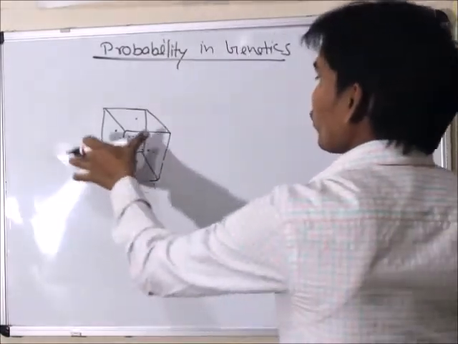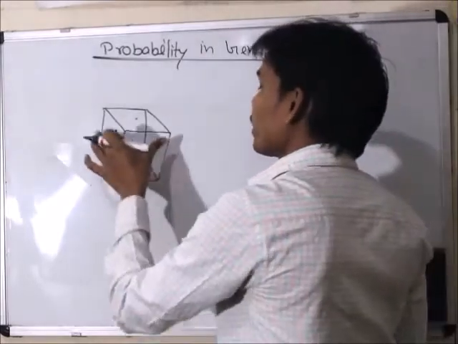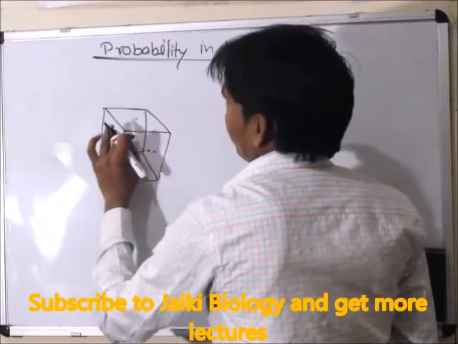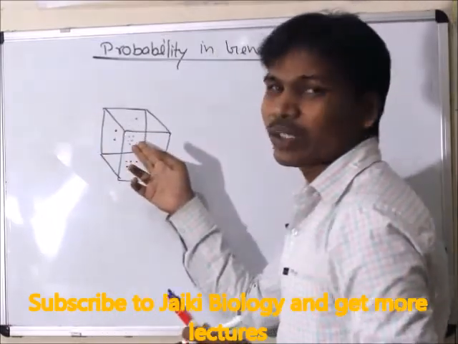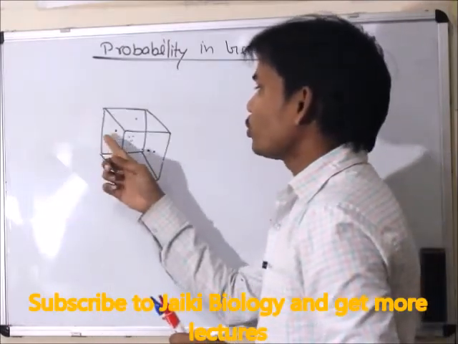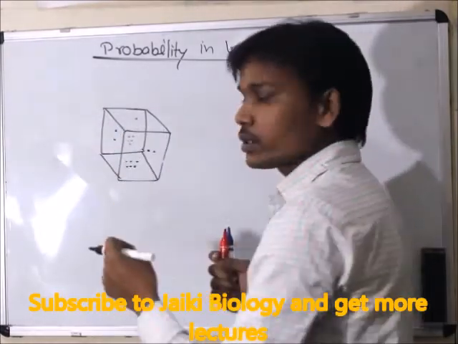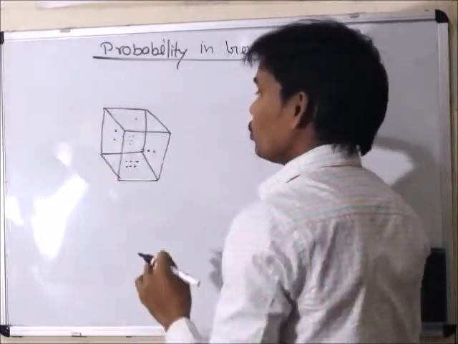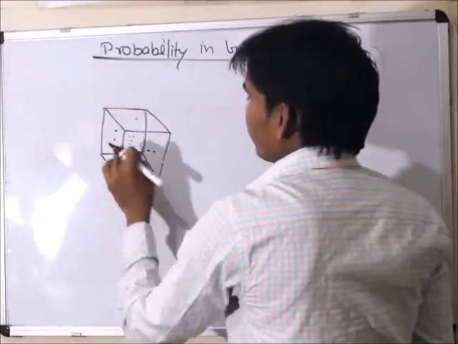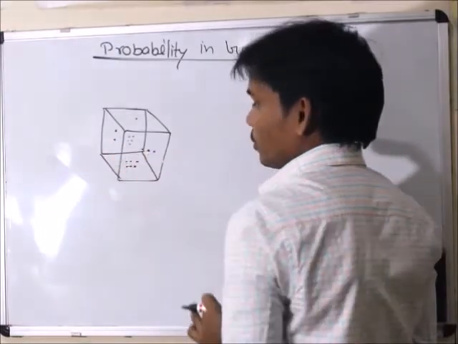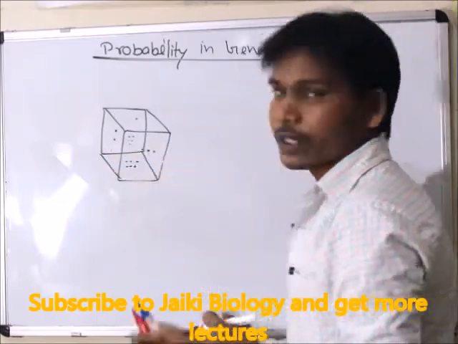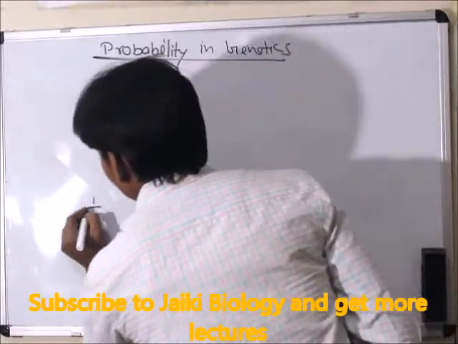When you roll a dice a single time, what is the probability of the outcome 5? You can take any number, either 2 or 5. What is the probability that in a single roll the outcome is 2? There are 6 events: 1, 2, 3, 4, 5, 6. The probability of outcome 2 in a single roll is 1 by 6.